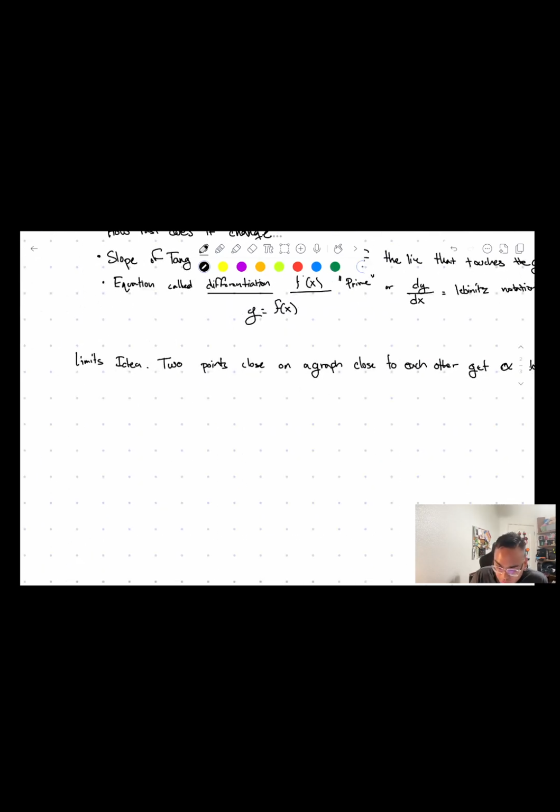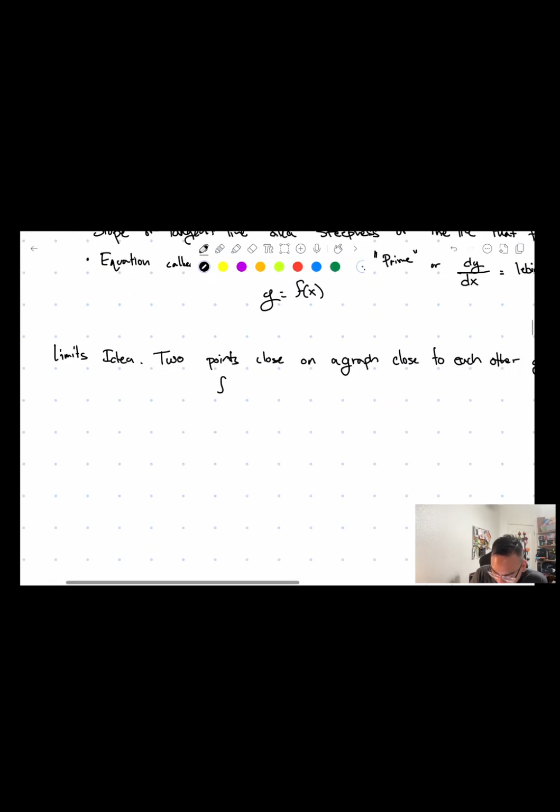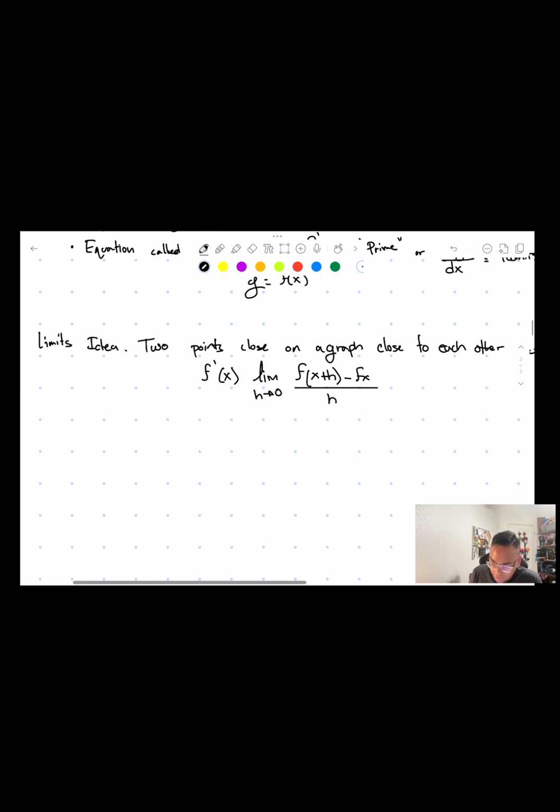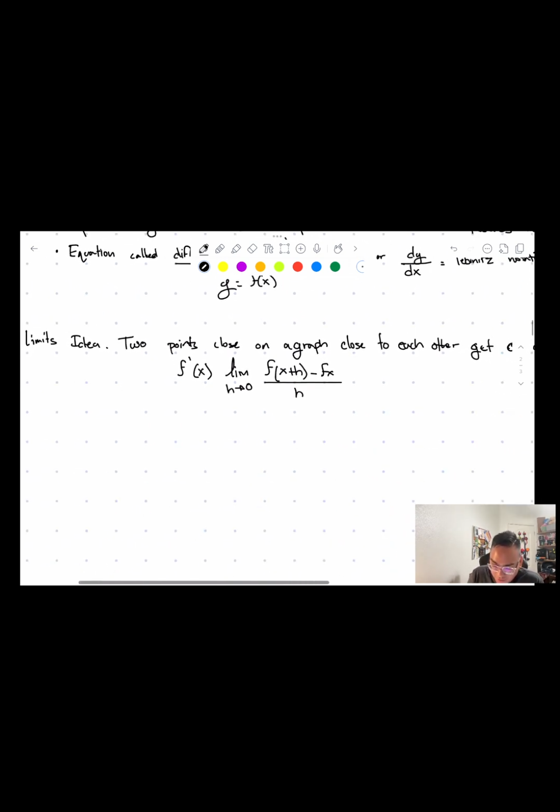So the limit usually looks kind of like this. F prime of x equals the limit, we use this notation, as h approaches 0 of f of x plus h minus f of x over h. We use this notation to find the derivatives, but it takes forever.